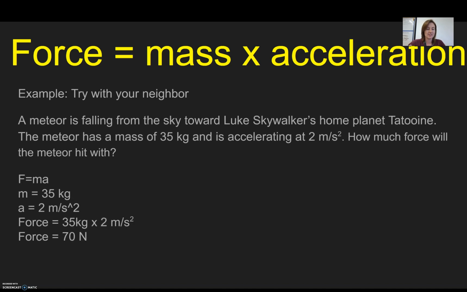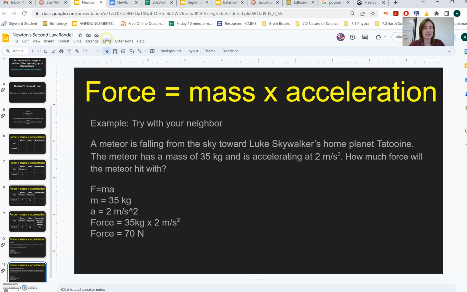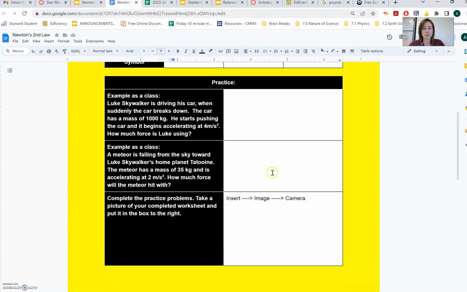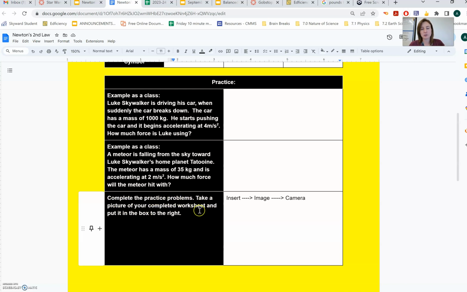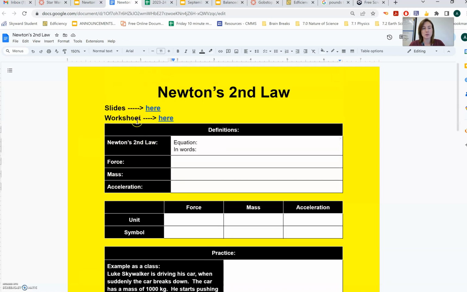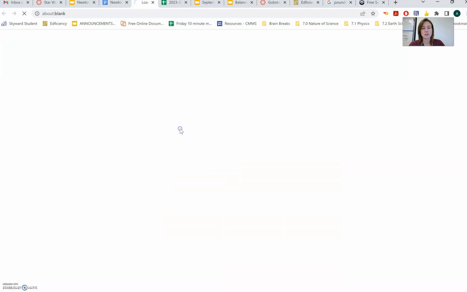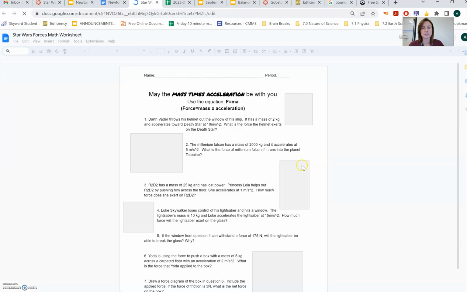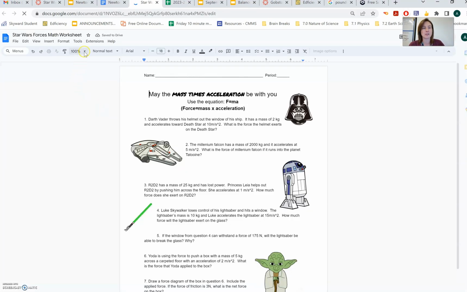All right, so that's the end of that, but you still have a question you need to do. You need to complete the practice problems and take a picture of your worksheet when you're done, and you take a picture in this box here, okay? The practice problems are at the top where it says worksheet. So you click on that, and it opens up the Star Wars Newton's second law practice.